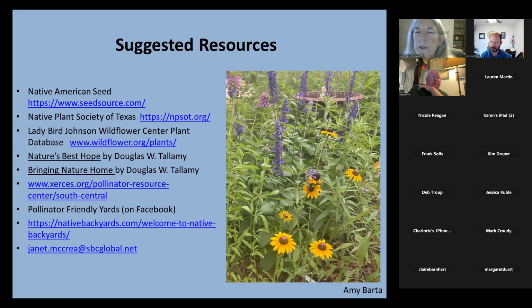Okay, well, Jerusalem sage is not invasive, so it's good for nectar and so forth. It's not a native plant, but it's okay. But vitex is very invasive. I would not recommend vitex. It's beautiful, but it spreads like crazy.